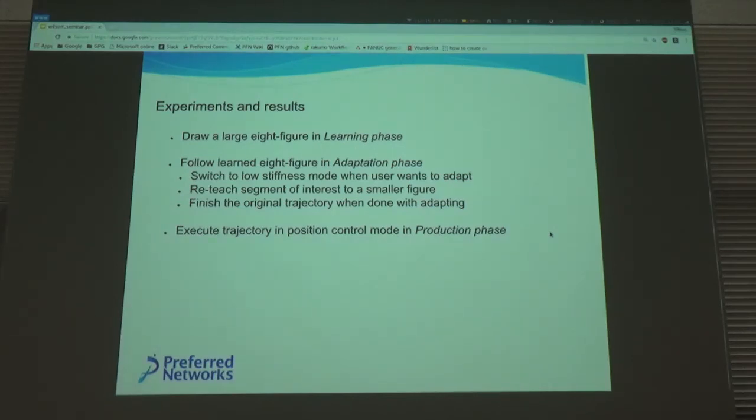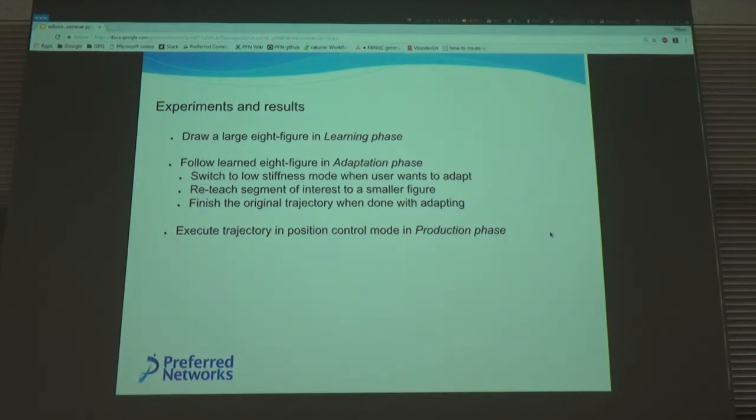So I drew an 8-figure in the learning phase, and then in the adaptation phase I decided that I want to make it smaller. So I want to keep the head of the 8 big and readjust the lower part of the 8 to become smaller. So in the adaptation phase, I make the robot switch to low stiffness mode when the user wants to adapt. And then the user can reteach the segment of interest to make a smaller 8. And the original trajectory will then be executed again when we're done with adaptation.